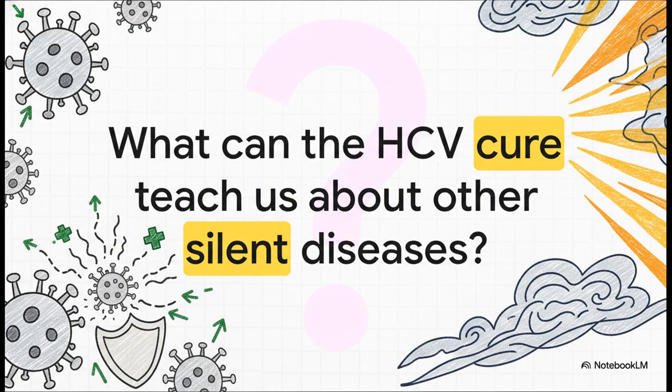But here's the final twist in the case. In what is truly one of modern medicine's greatest triumphs, we developed new antiviral drugs that can cure over 95% of hepatitis C infections. It was the first time we could reliably cure a chronic viral disease. And this incredible success leaves us with a fascinating final question. What can the victory over this master of silent disease teach us about how we can approach and combat all the other chronic hidden illnesses out there?